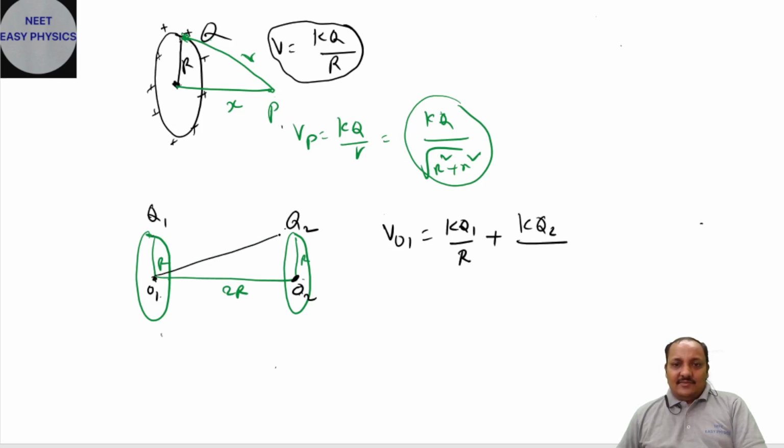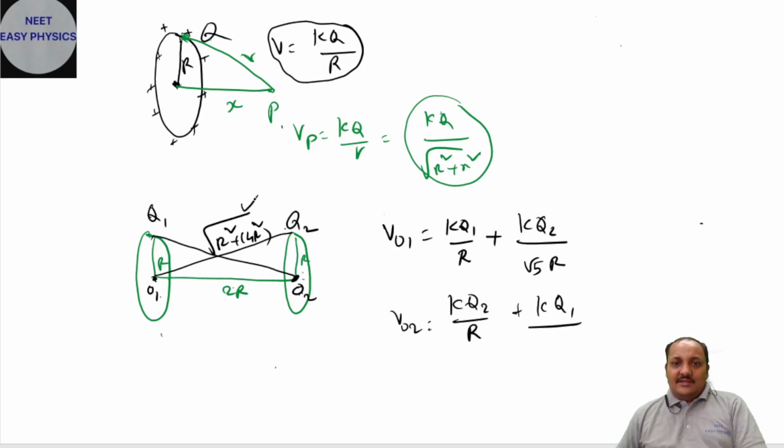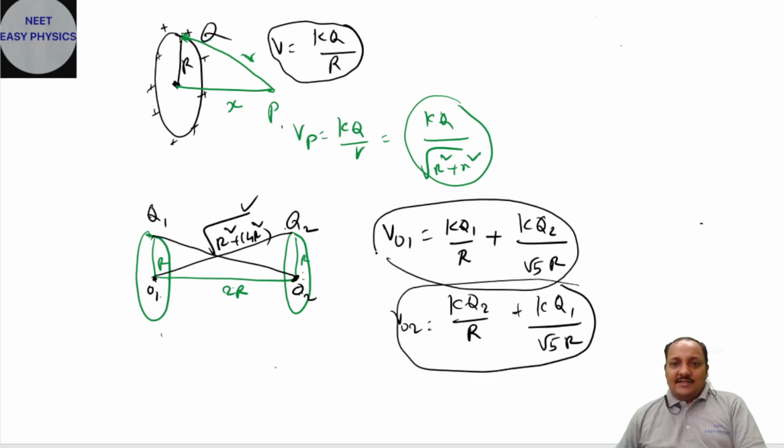is this distance now? This distance is going to be root R square plus 4R square. This is square plus this is square. That is nothing but 5R square. That is root 5R. V at center 2 is going to be K Q2 by R plus K Q1 by, now what is this distance? This is also the same distance, therefore root 5R. Correct? 4 plus 1, 5R square. So R square is coming outside, means root 5R. This is the potential at center 2 and potential at center 1 of the ring.